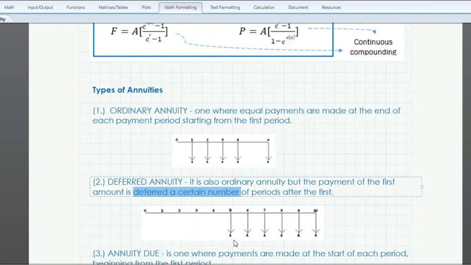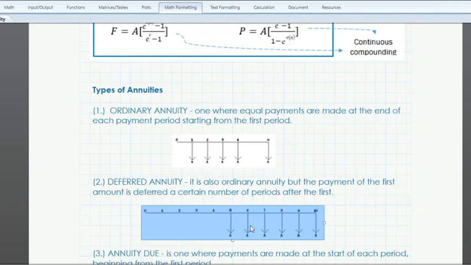So, as you can see here, saan nagsimula yung first payment? Nagsimula siya sa year 5. So, kapag deferred annuity, it is not necessary na laging sa year 5 siya mag-start. Pinapakita lang dito sa cash flow natin na na-delay yung first payment niya.